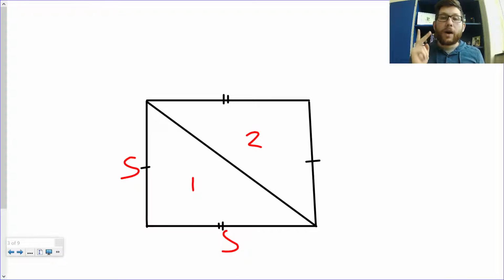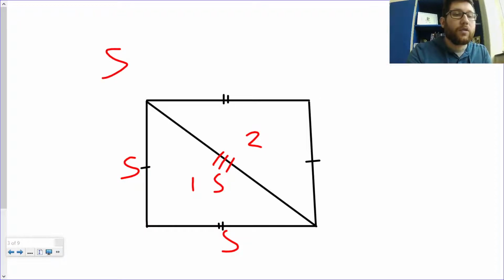Now, there are 2 other things we need to be on the lookout for. Reflexive sides, vertical angles. There's more than those 2, but these are the 2 main ones we're going to see all the time. The reflexive side is a side that's being shared. See how these 2 share this side right here, okay? So I'm allowed to count that side because it's reflexive or shared. So this would be congruent by SSS.